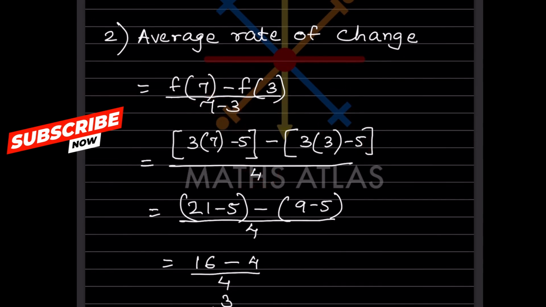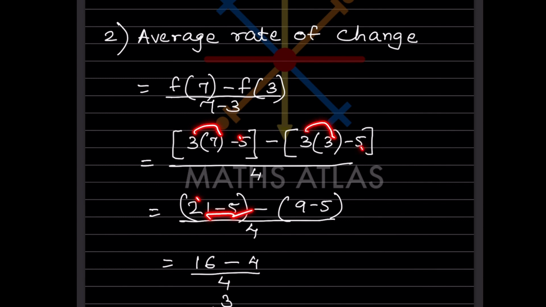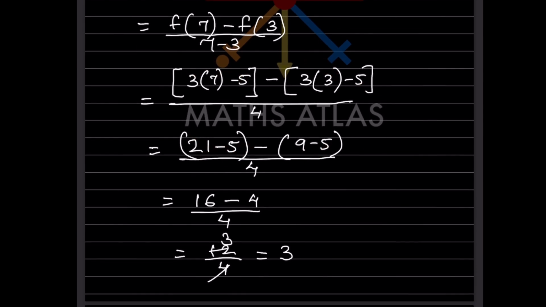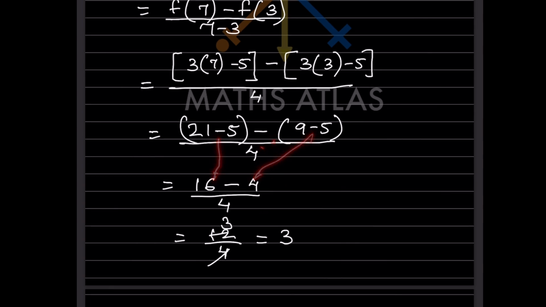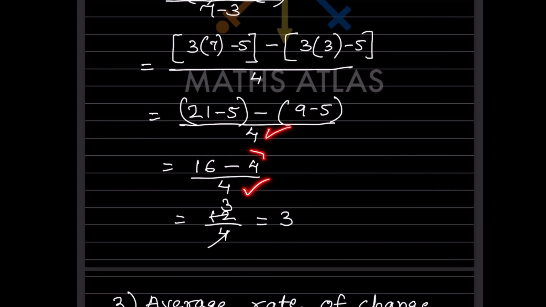So now what will you do here? 21 minus 5, and 9 minus 5 is here. So now this is going to be 16 and this is going to be 4. So 16 minus 4 divided by this 4. So this will be 12 divided by 4, which is 3.